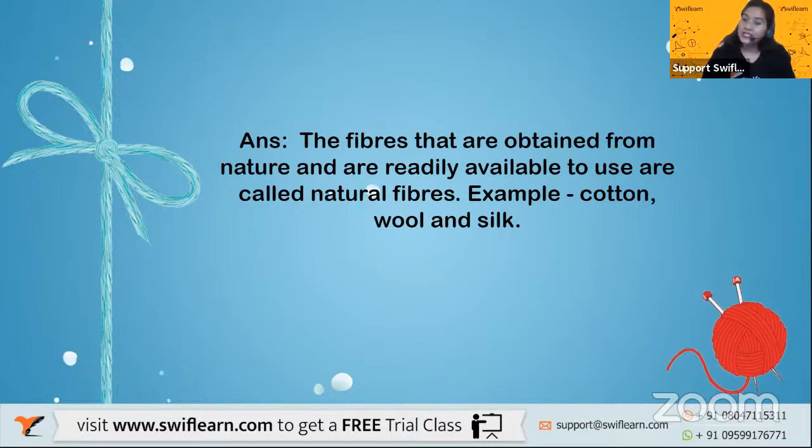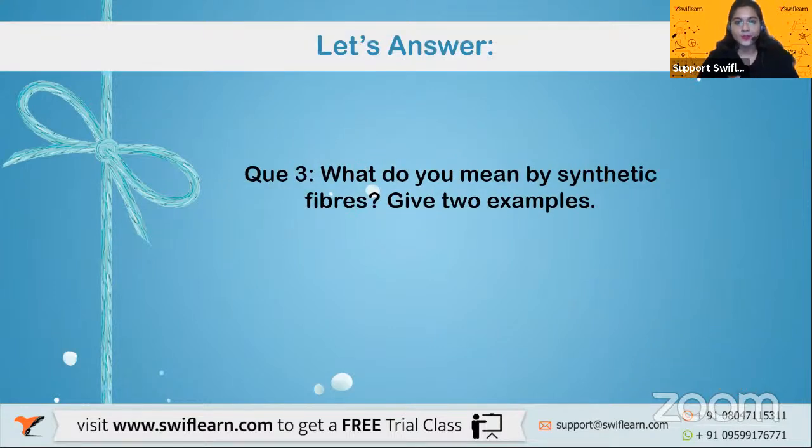So we get cotton from the cotton plant, wool from the sheep, yak, and all, and silk from the silkworm, right? So we get them naturally from the plants and animals. Let's come to the third question.